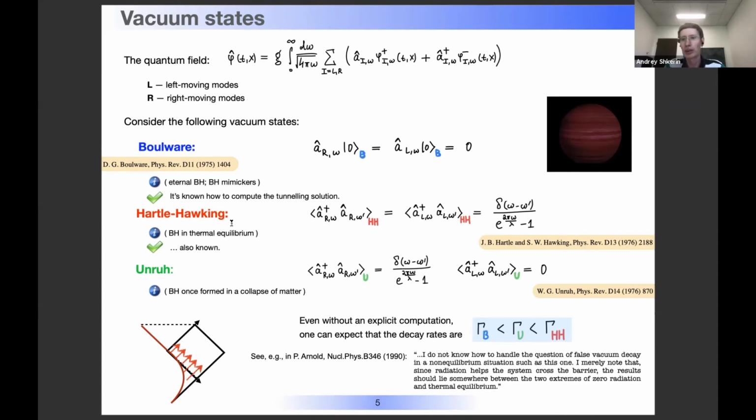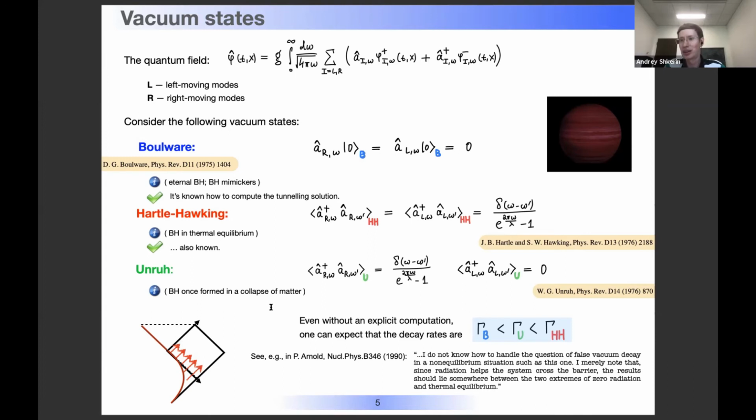Next, the Hartle-Hawking state is defined as a state in which both left and right modes are thermally populated. Physically, this is a situation of a black hole in thermal equilibrium with the surrounding gas of particles. Finally, in the Unruh vacuum state, the right modes are thermally populated and the left modes are empty. So there is Hawking radiation, but there is nothing falling in.